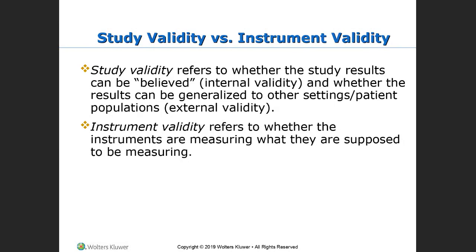Study validity refers to whether the study results can be believed or whether the results can be generalized to other settings and populations. And again, that's the whole goal of evidence-based practice and the goal of the DNP projects. We're trying to make something that can be generalized to different settings and patient populations. Instrument validity means, are the instruments actually measuring what they're supposed to be measuring based on the study design? So if something is measuring X, but you really wanted Y, that's going to be invalid because of that.